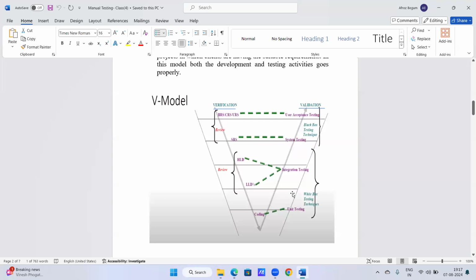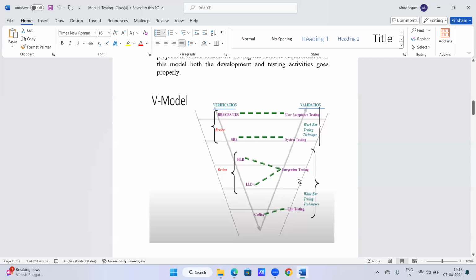So the main specialty in the V model is in every phase we conduct the testing. So what does it mean? In the requirement analysis phase, we do testing. In the designing phase, we do testing. In development phase, we do testing. And in the testing phase also, we do testing. So in every phase of software development process, we do testing. That is the specialty in the V model.